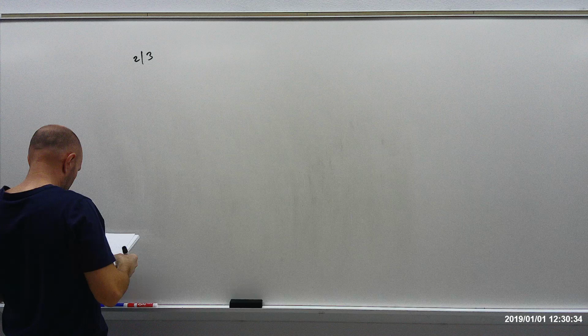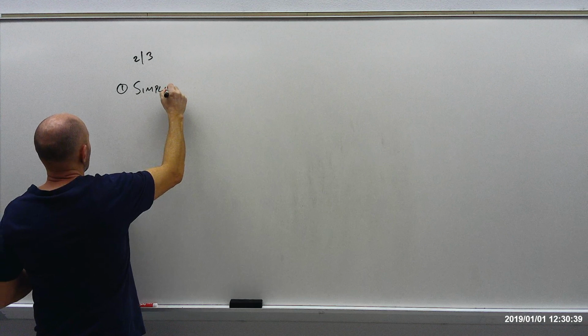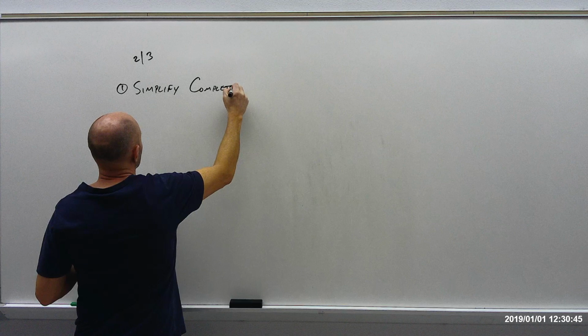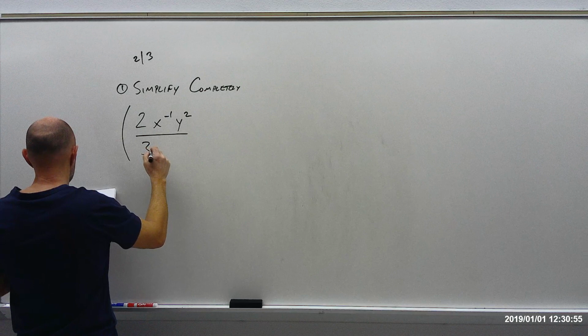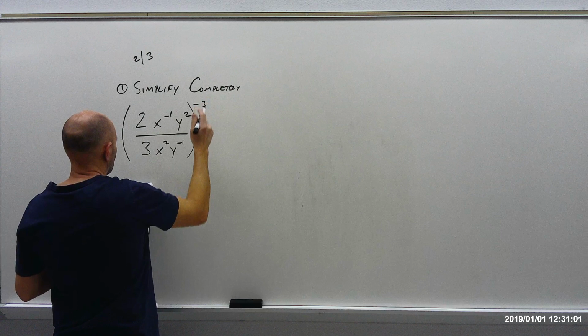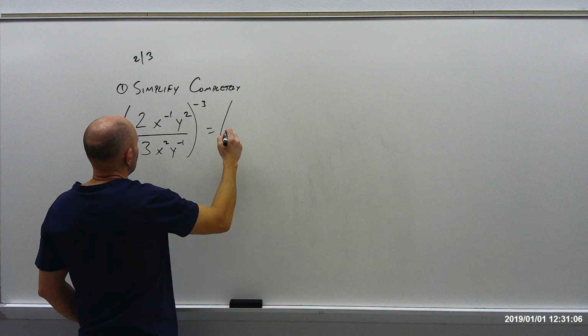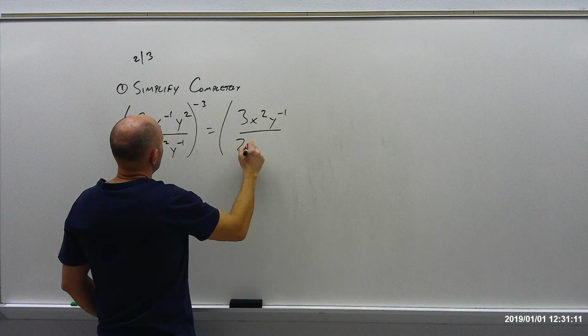Third one, for 2-3. We have four problems for this date. The first one, simplify completely. No negative exponents. So similar to what we just got done doing, so 2, x to the minus 1, y squared over 3, x squared, y to the minus 1, everything to the negative third now. So same thing, going to flip what's inside. So 3x squared, y to the minus 1, over 2, x to the minus 1, y squared. And the only thing that changes is that exponent becomes positive.